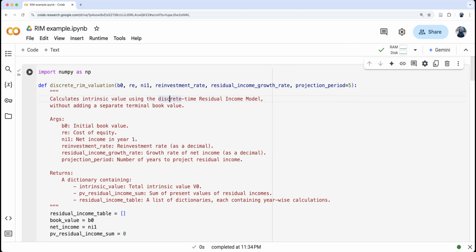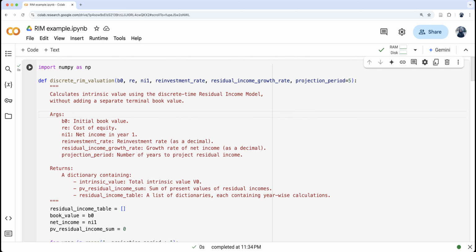We need B0, so they are inputs. We need B0 and I1, the reinvestment rate, residual income growth rate, and projection period. Default is 5. Now this is a comment explaining the function. It calculates intrinsic value using the discrete time residual income model without adding a separate terminal book value because we don't need it. That's the advantage of RIM.